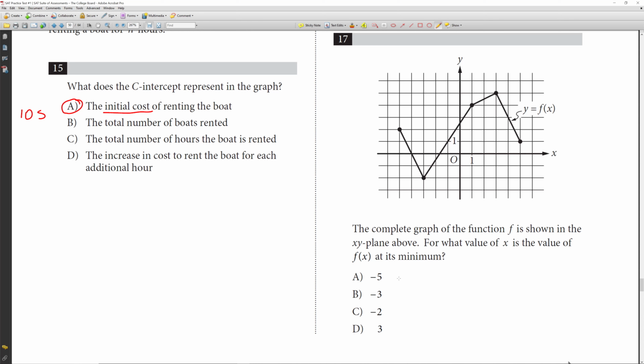Excellent. Number 17. So we're given a graph, we're given something to read. It doesn't look that bad. It looks like this will be a 10-second problem. The complete graph of the function f is shown in the xy plane above. For what value of x is the value of f of x, or y, at its minimum? So because it's a complete graph, there's no other graph I need to worry about. The minimum here on the y-axis is here. If I look at the labels on the graph, it seems like each box is 1. So that means going backwards, this is -1, -2, -3. So the answer in this case is B, -3.